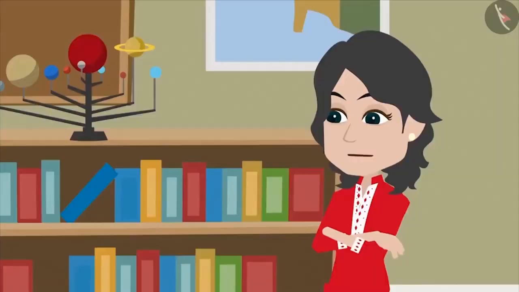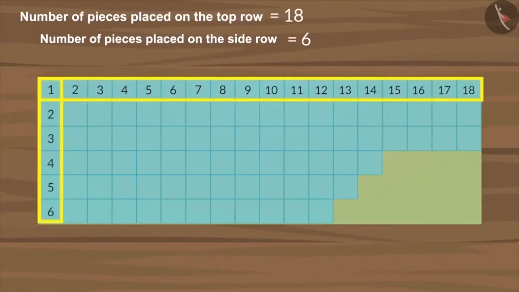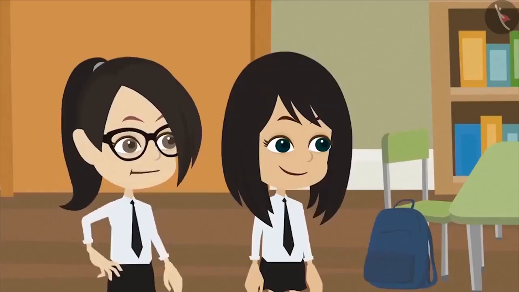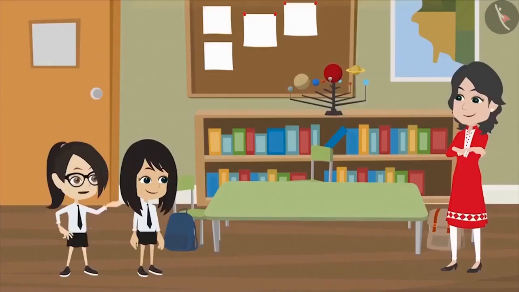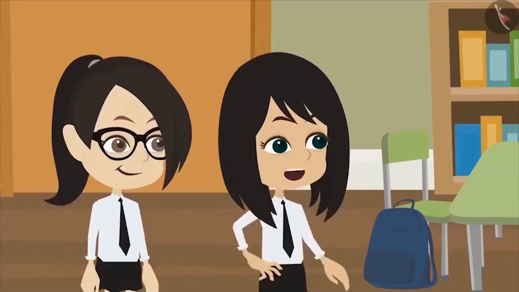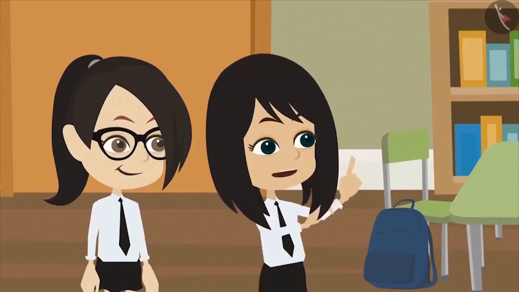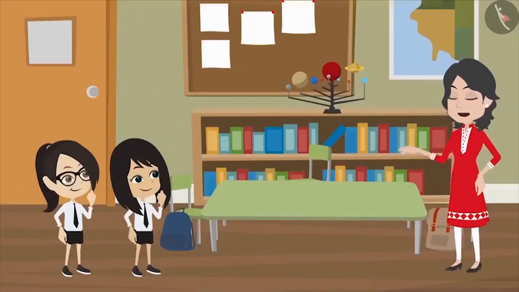Yes, go ahead. 18 pieces are placed on the top row of the desk and 6 on the side. So, we multiply them to identify how many pieces will be required to cover the entire desk. We get 108 on multiplying 6 by 18. So, does this mean that we will require 108 pieces to cover this desk completely? Yes. Wow, this method is very good. In this way, if we know the number of pieces used in the top row and the side row, we can find out the total pieces required. That is why I said, you don't need more pieces for this.